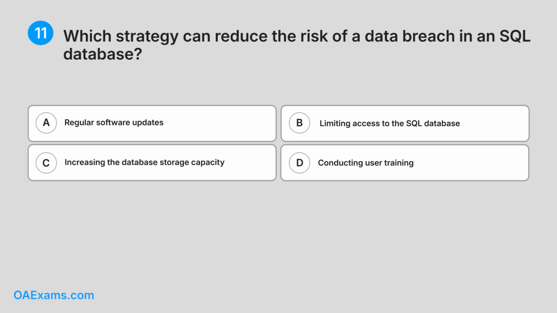11. Which strategy can reduce the risk of a data breach in an SQL database? A. Regular software updates. B. Limiting access to the SQL database. C. Increasing the database storage capacity. D. Conducting user training. Do you know the answer?